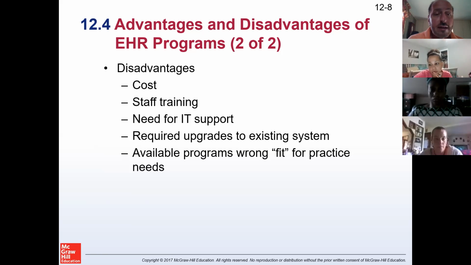Some of the disadvantages are cost. That is true. Computer systems are very costly, and you've got to maintain them. You've got to make sure you have backup systems. You've got to back up the backup. Because you've got to have redundancy with an electronic health record, because if the system goes down, you need to make sure that you've got the ability to bring it back up.